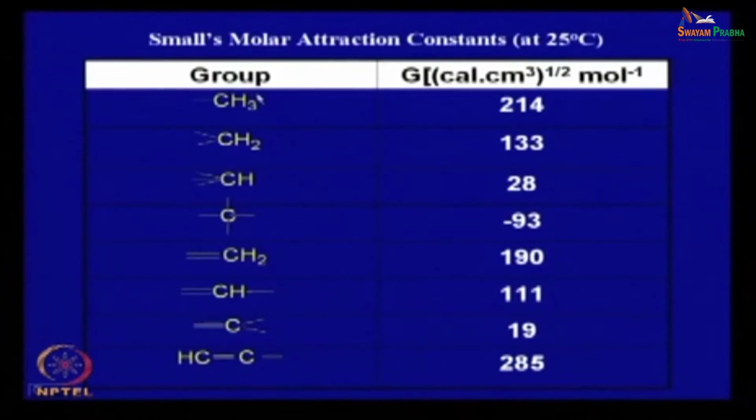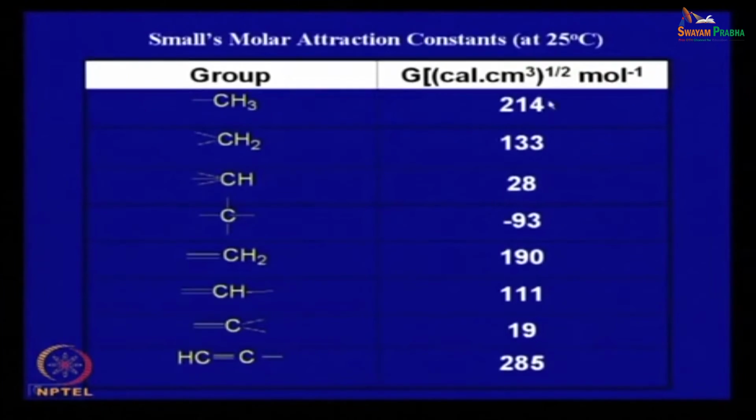If there is a methyl group, its contribution is 214, for a methylene group it is 133, for CH connected to other 3 bonds it is 28, for carbon attached to 4 different atoms it is minus 93, for CH2 attached to a double bond it is 190. So, you can correlate this with the bond energies.